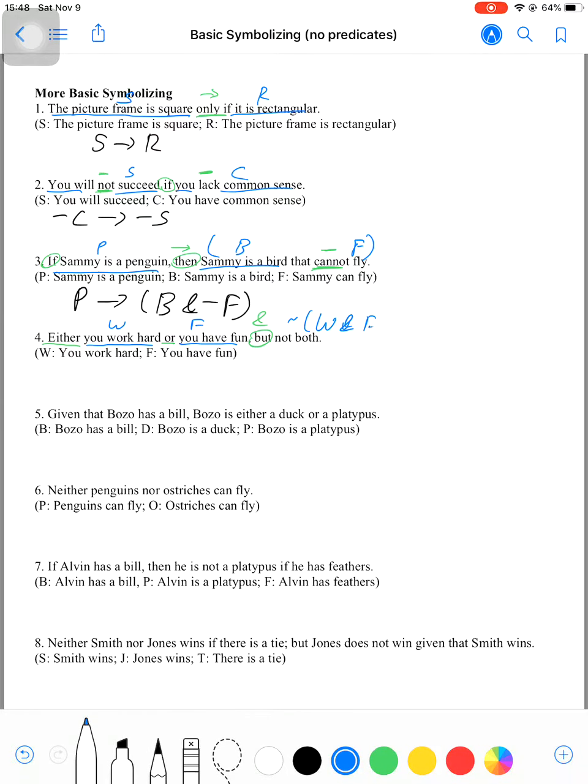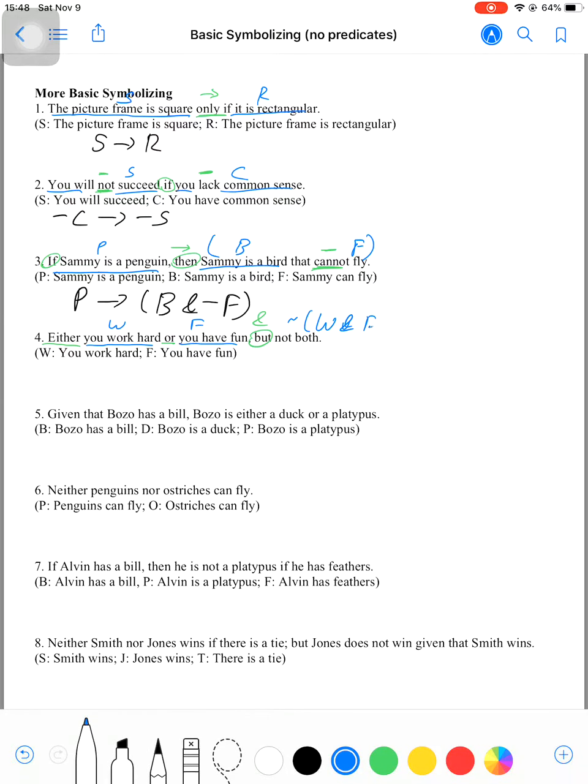Given that Bozo has a bill, the given that means that we have something that's going to be in the antecedent. Then implied, and then either or means we have a wedge and we don't have any negations here. So Bozo has a bill is B, Bozo's a duck is D, Bozo's a platypus is P. So given that Bozo has a bill, it follows that Bozo is either a duck or a platypus.